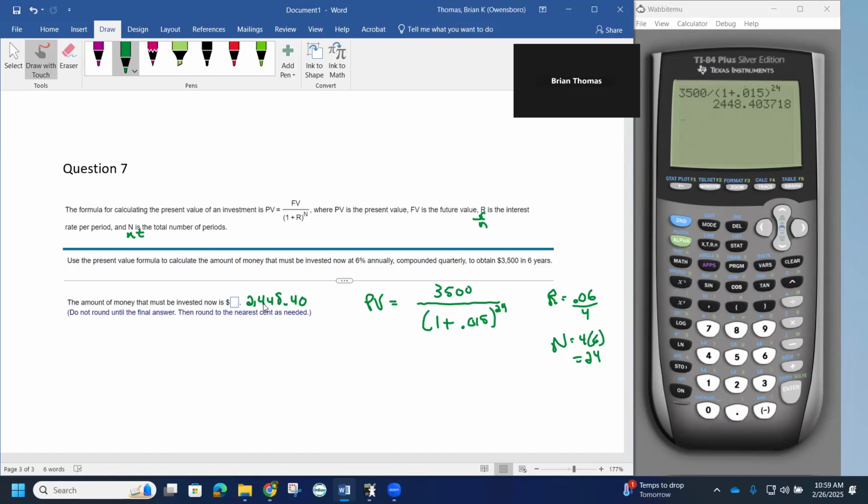So I need $2,448.40 now to have $3,500 in the future based on these figures here: 6% annually, compounded quarterly, and doing it for 6 years.